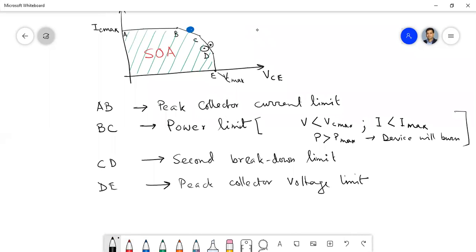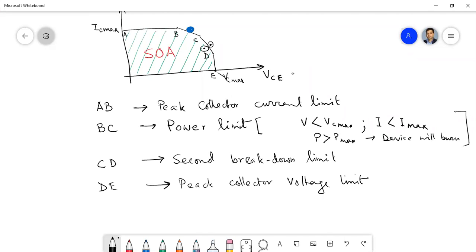Any question? Okay, so if you don't have any question, this SOA graph is given in the data sheet. Either the SOA graph will be given, or it will be given in the form of points. Anyway, it should be given in the data sheet, especially in the case of a power transistor.